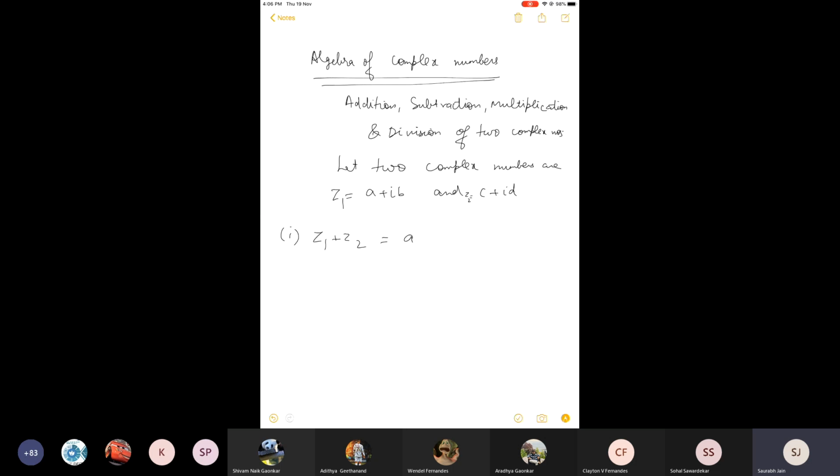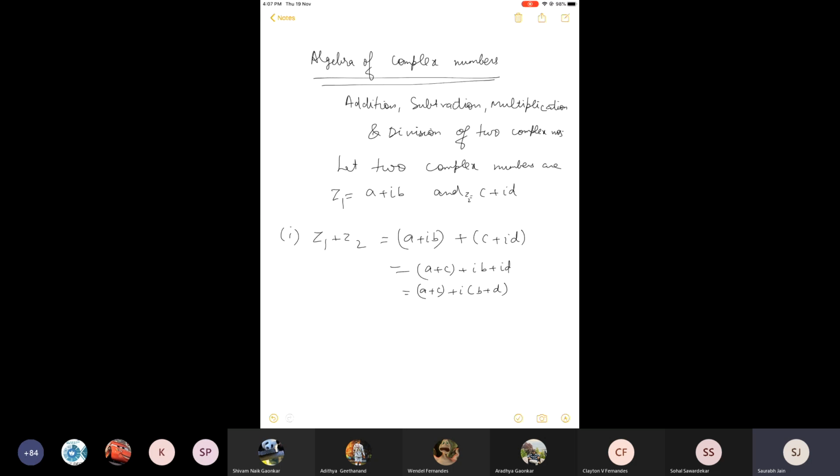So when we add two complex numbers, what are we supposed to do? We are supposed to add their real parts. Real part of first complex number is a, real part of second complex number is c. So sum of real part and then iota b plus iota d. So ultimately the sum will be a third complex number and it will be a plus c, iota b plus d. Simple. To add two complex numbers, just add their real parts, and write their imaginary parts together.